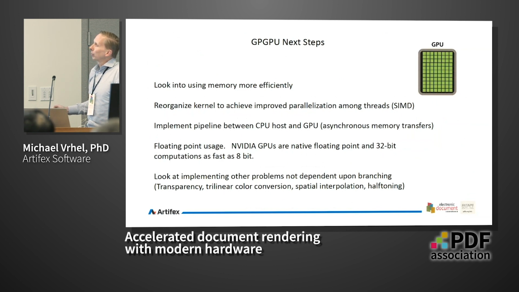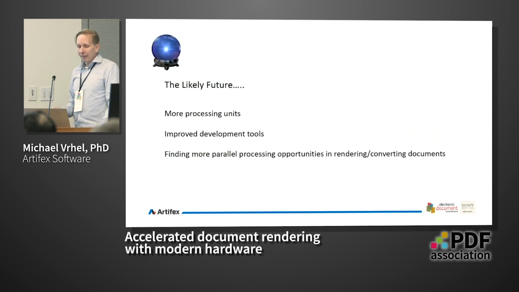The other thing is floating point usage. The GPUs are all native floating point, and I'm doing everything in fixed point. I probably can get a little bit of speedup if I did that. And there are lots of nice problems that don't involve branching, like this problem that I have in MuPDF, transparency compositing. I did try linear color conversion instead. That would be quicker. Bilinear interpolation for doing enlargement or reduction of images, and halftoning would all be good things.